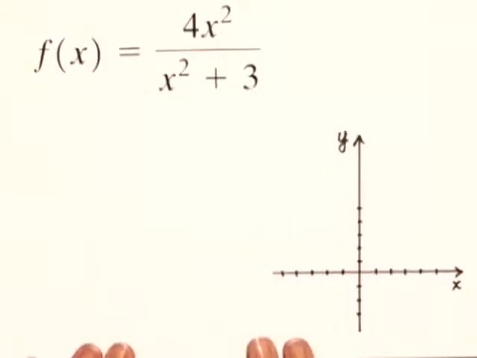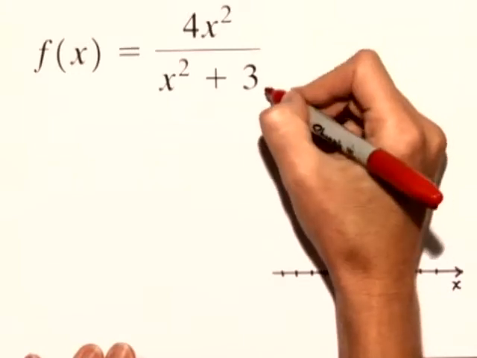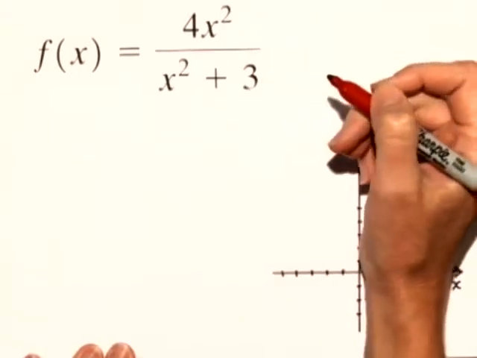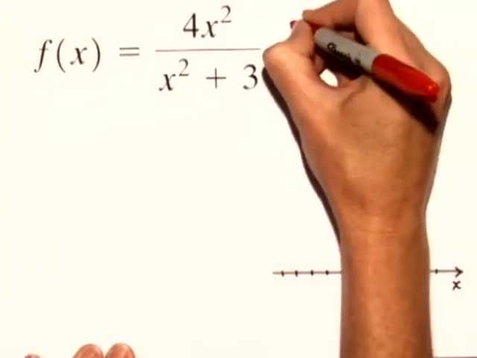For this exercise, we have a rational function. First, we'll find its domain, then we'll use several steps to graph the function. So we have 4x squared over x squared plus 3 for our f of x. Let's first look at the domain.